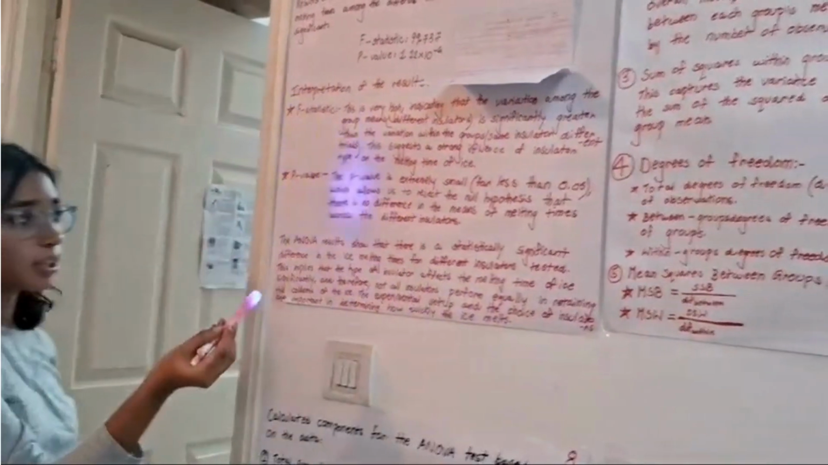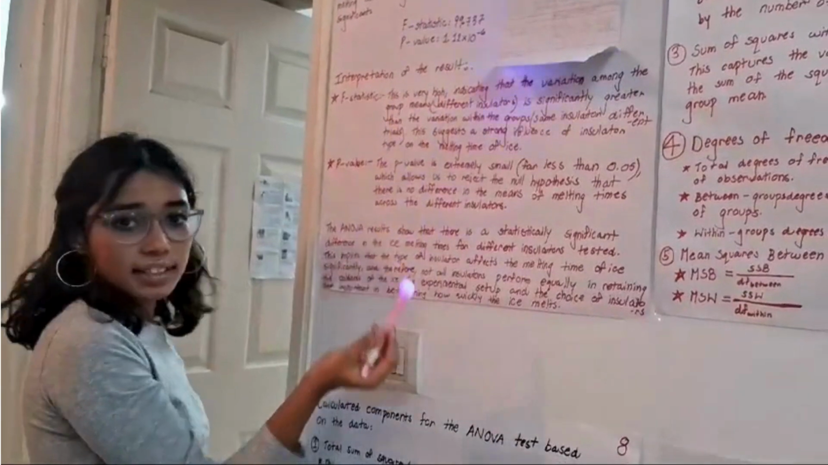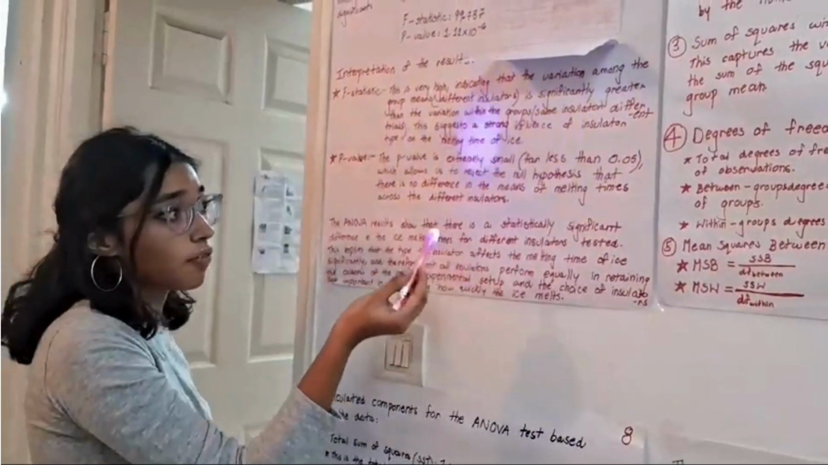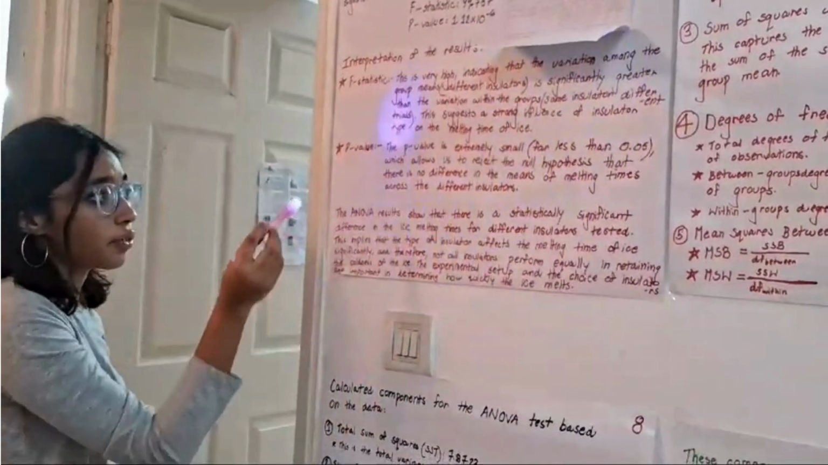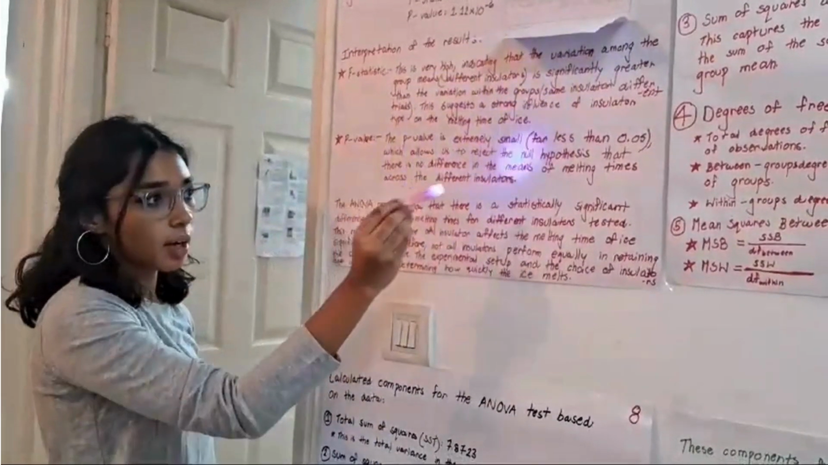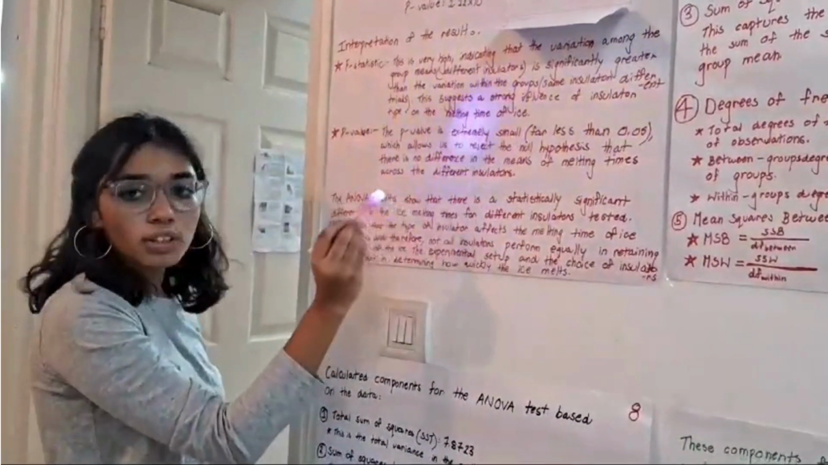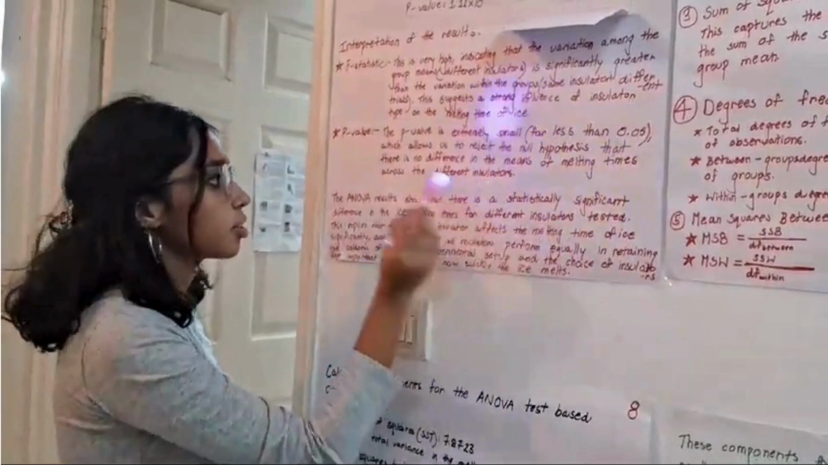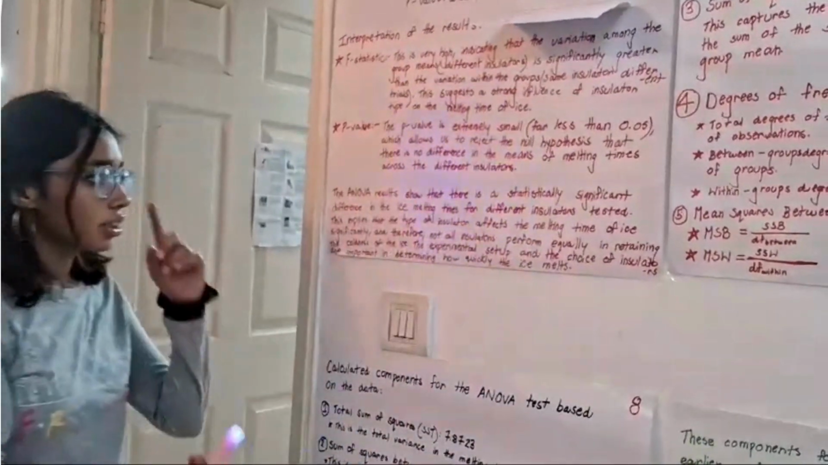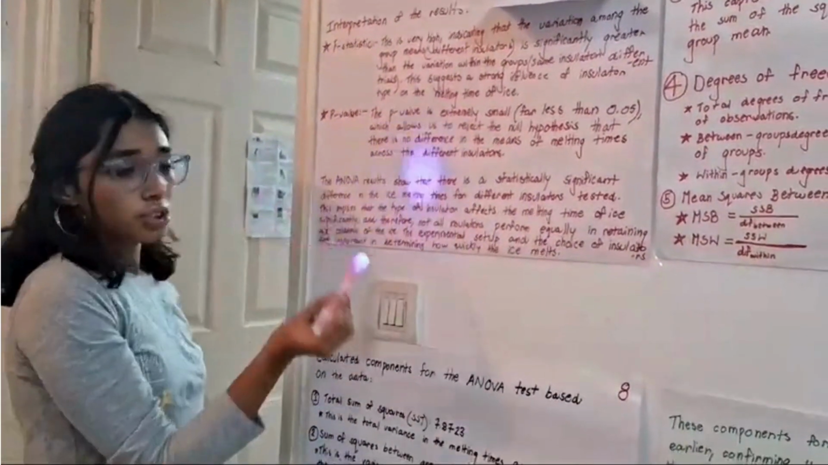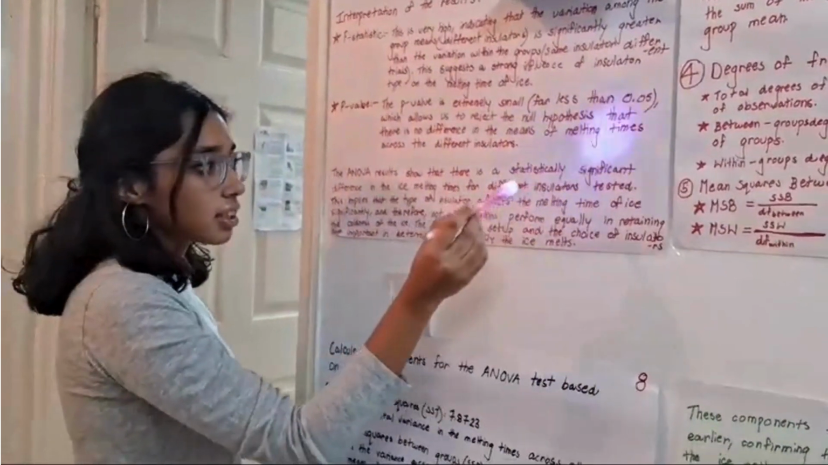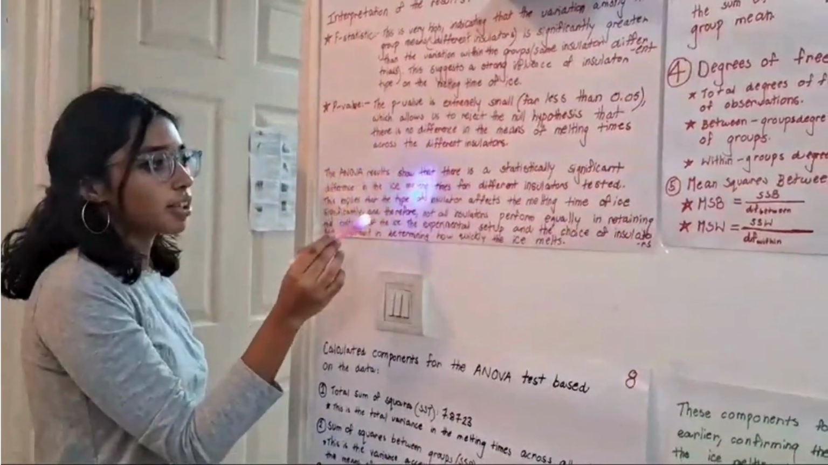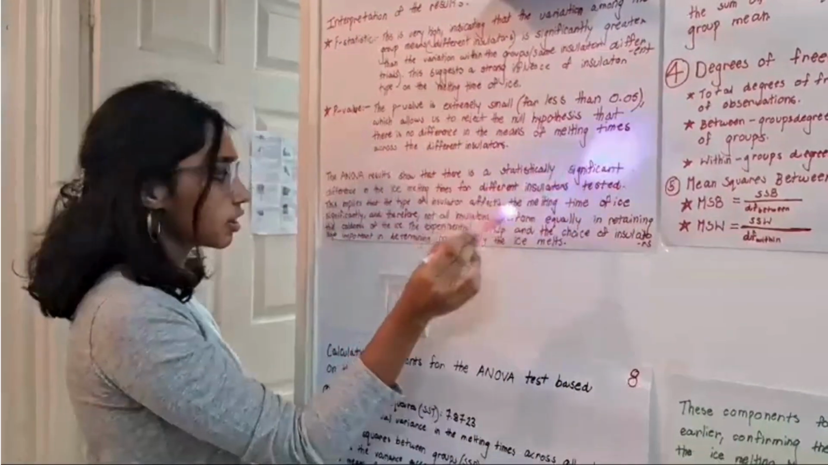And now coming to my p-value. The p-value, as I said, is extremely small, far less than 0.05, which allows us to reject the null hypothesis that there is no difference in the means of melting times across the different insulators. The ANOVA results show that there is a statistically significant difference in the ice melting times for different insulators tested.